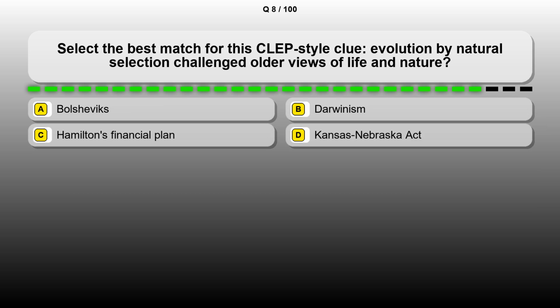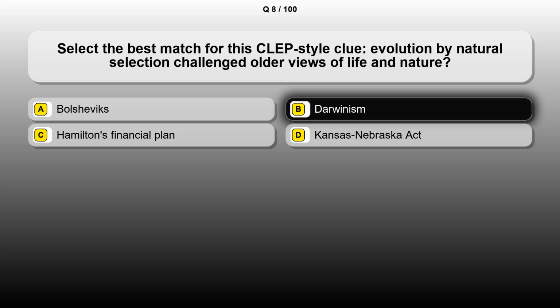Question 8. Select the best match for this CLEP-style clue. Evolution by natural selection challenged older views of life and nature. Option A, Bolsheviks. Option B, Darwinism. Option C, Hamilton's financial plan. Option D, Kansas-Nebraska Act.